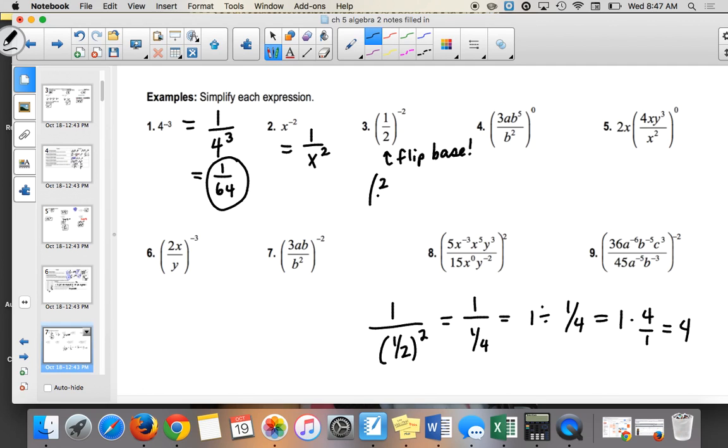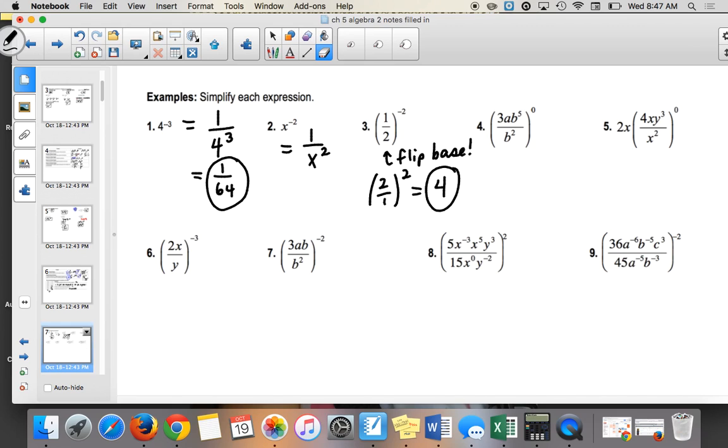So I'm going to write it as 2 over 1 raised to the positive 2. Well, 2 over 1 is 2, so 2 squared is 4. Much faster, right? So if you already have a fraction for your base, just flip the whole fraction. How about number 4? Do we all know that one? Yeah, it's all raised to the 0.